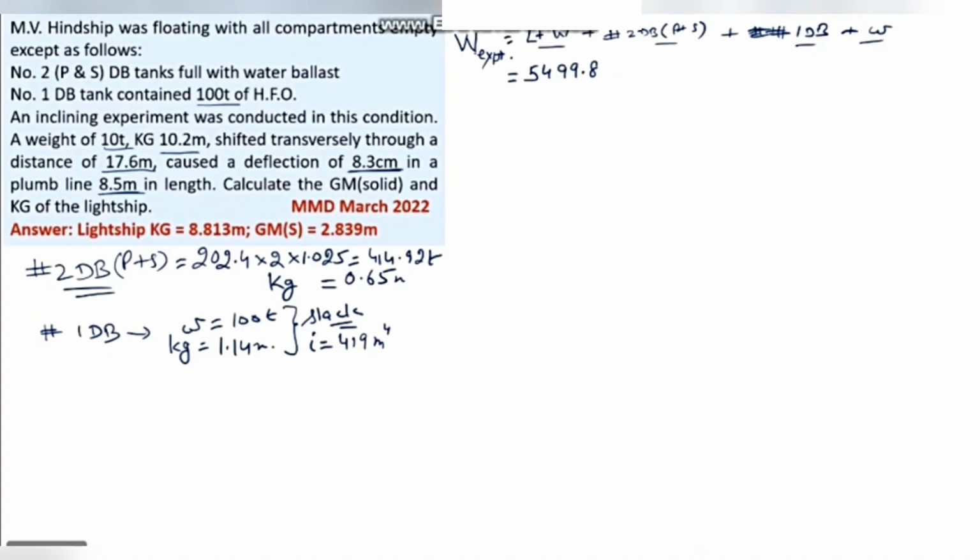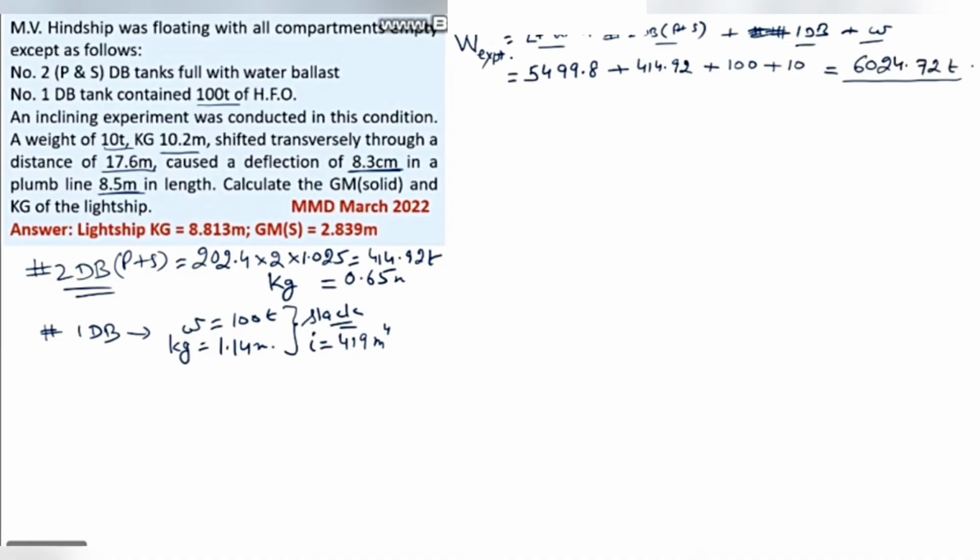Now, the displacement in the experiment condition is 549.8 plus 2 DB you're saying is 414.92. 1 DB is 100 and small w is 10 tons. How much does this become, beta? 6024.72.